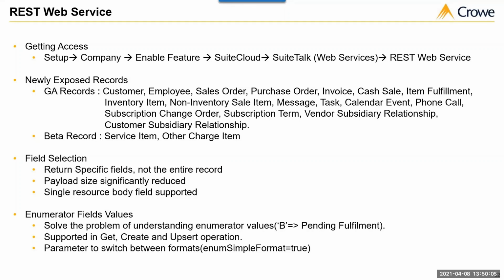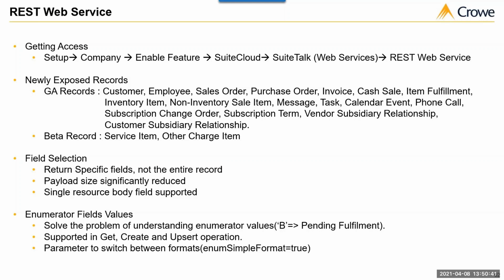And REST service is also providing so many benefits over SOAP. I have mentioned 2 points over here. First is field selection and enumerator field values. For field selection, if you want to get only certain field values for a particular record, you don't require getting the whole record, which will increase the performance and timing as well. You can directly mention you want this particular field for a particular record, and you will get it.